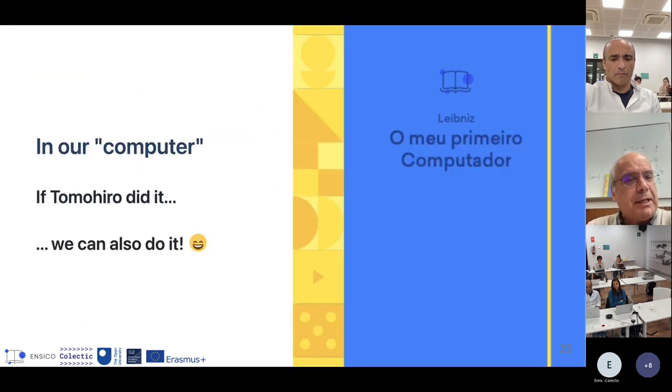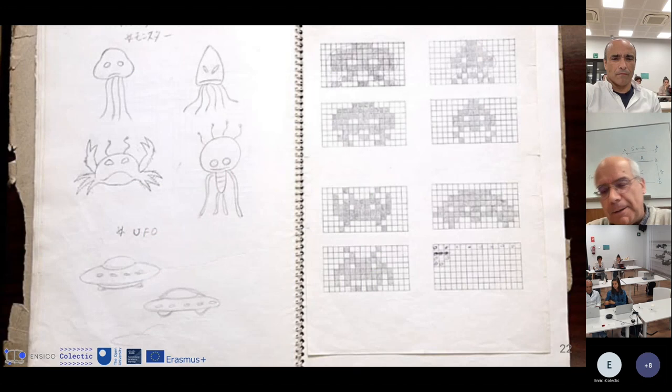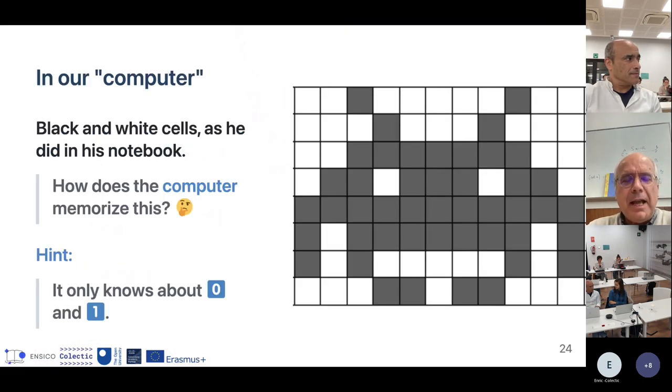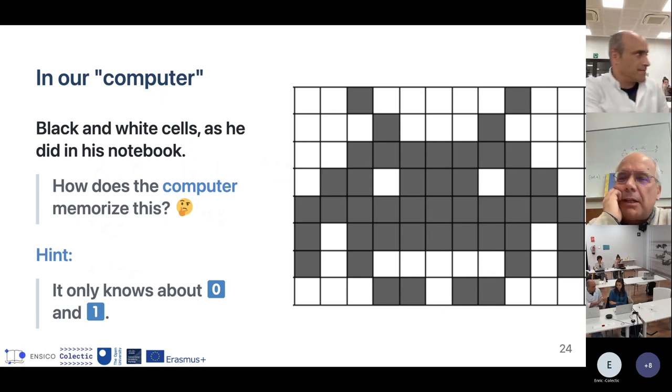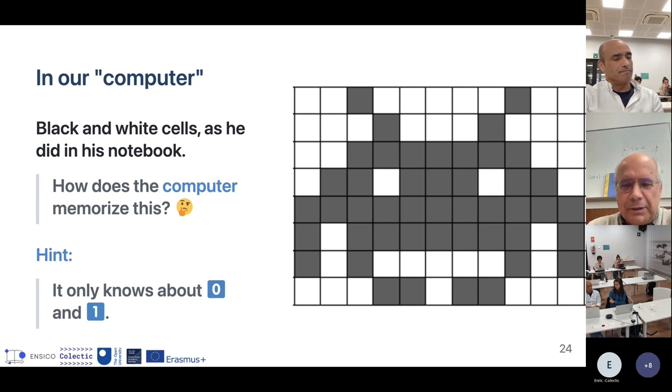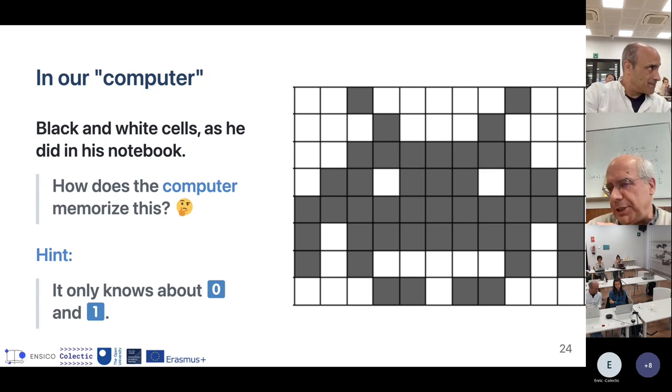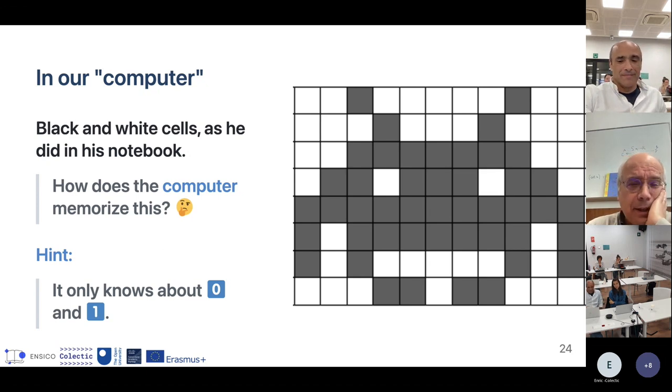So it's just replicating Tomohiro's experiments. And it's very easy. They can paint these in their booklet, because it's easy to paint black and white squares. And then we start introducing, how is this memorized? The computer doesn't know about black, it doesn't know about white, it doesn't know about anything. What it does know about is the possibility of representing this by two little symbols, zero and one.